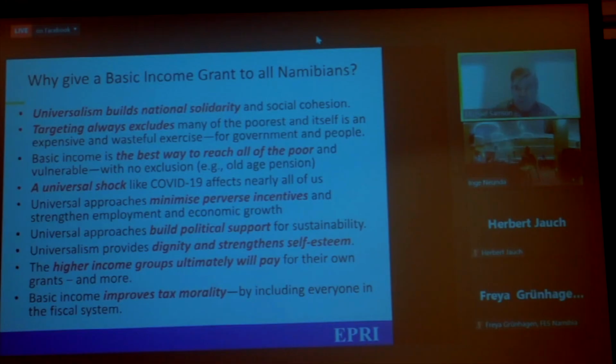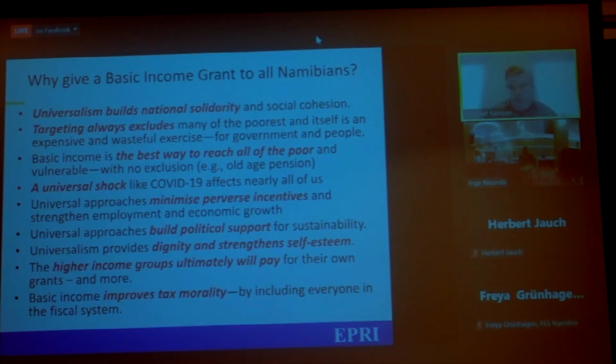And there are a number of vital features of universalism. They define the basic income grant, and they're vitally important for the developmental impacts. First, universalism builds national solidarity and strengthens social cohesion. Targeting, no matter how we try, is the design feature that keeps us awake at night. Many of the poorest are excluded, and targeting exercises can be expensive and wasteful.